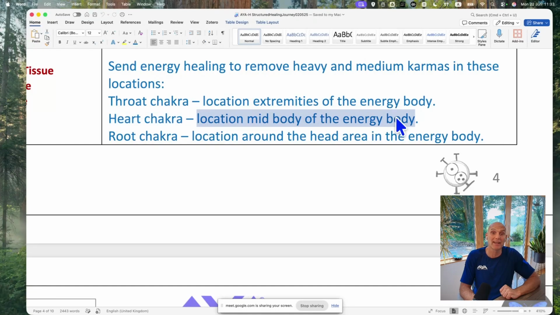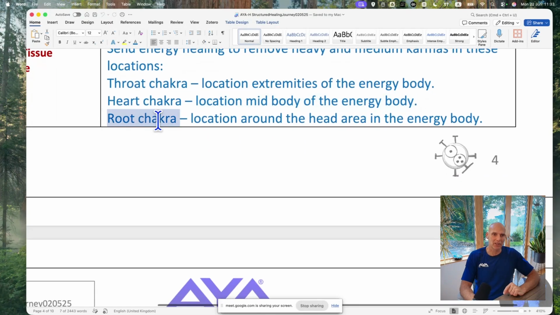And by the way, as we learn more about this, we're going to be able to map the karma, the karmic personality spectrum in much more detail at some point. So as we learn more, this is going to get more detailed and it's going to get even better. The healing will get better as we learn more. And the root chakra karma, which is location of the head area in the energy body.